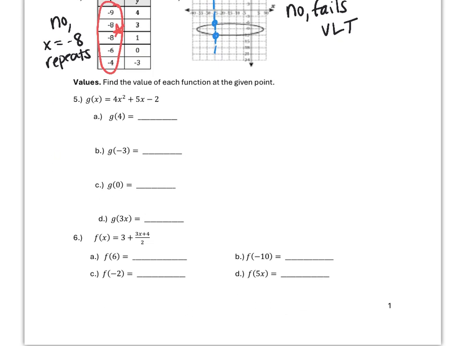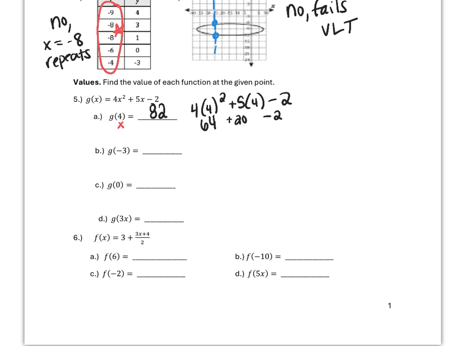Okay, number 5, we're plugging in values and getting the output. What this is essentially asking is what is the y value of the function when x equals 4. So what we're going to do is plug in a 4 wherever we see x. And then solve. So be careful with your order of operations. 4 squared is 16. 16 times 4 is 64 plus 20 minus 2. So 64 plus 20, 84 minus 2 is 82.